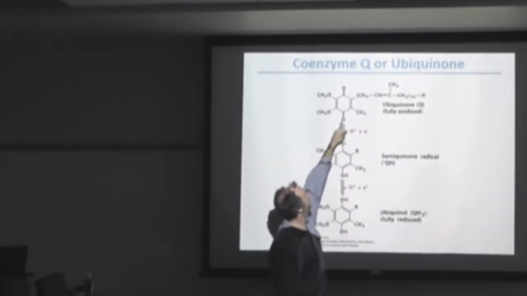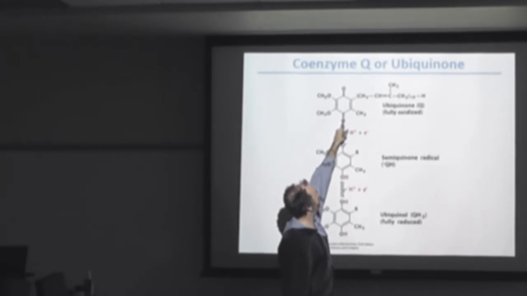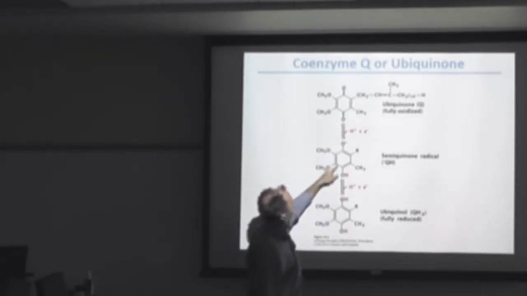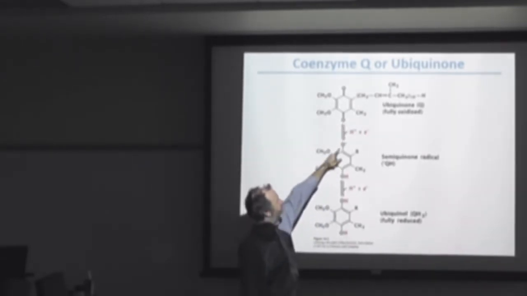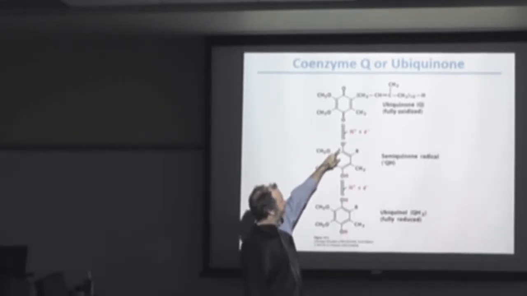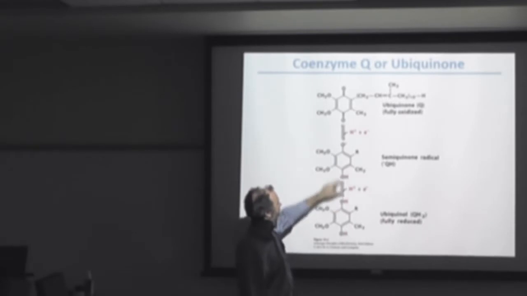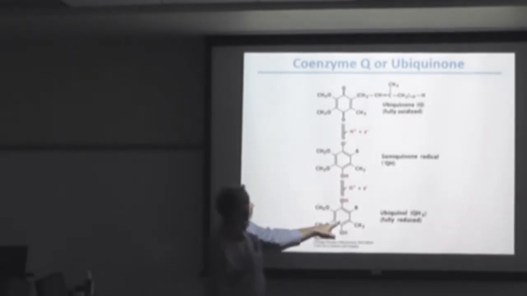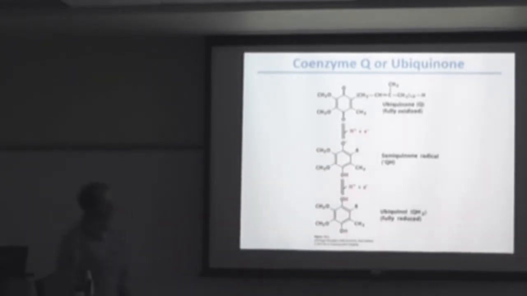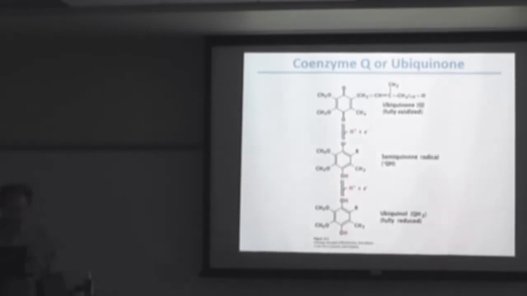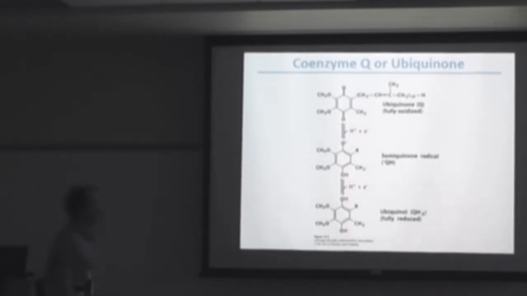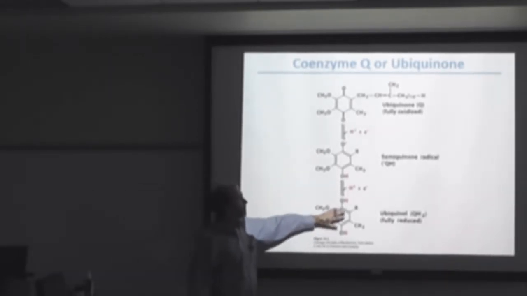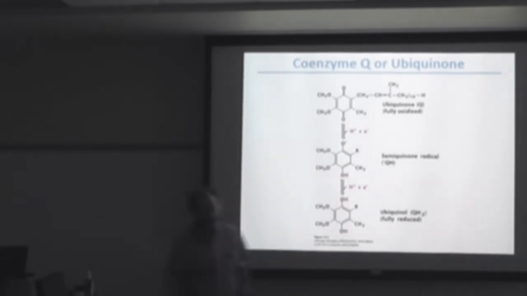You can go between ubiquinone, the quinone form, semiquinone radical, where it only has one electron accepted or donated, or when it takes 2 electrons, you form the ubiquinol, the fully reduced alcoholic form. And we'll see cases where it goes from this to that in the electron transport.